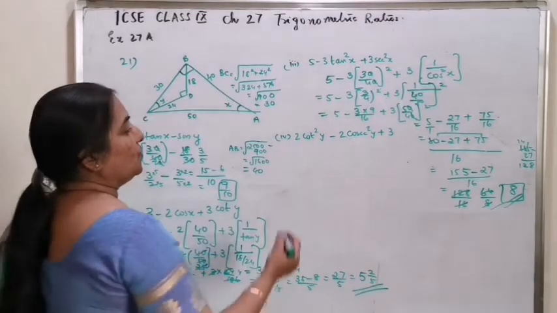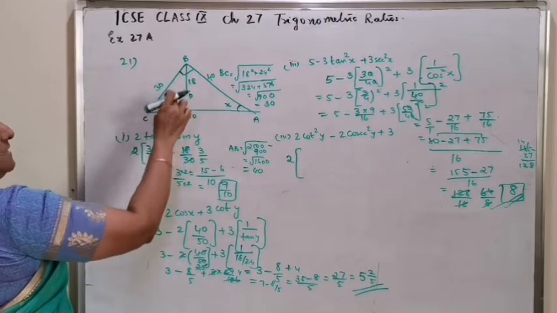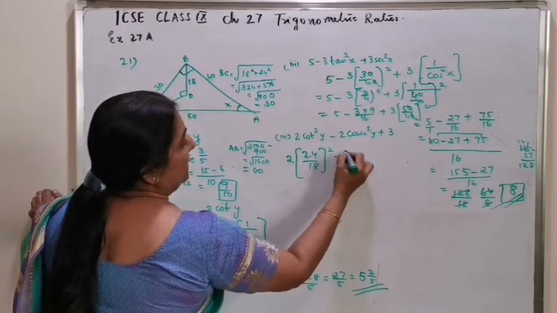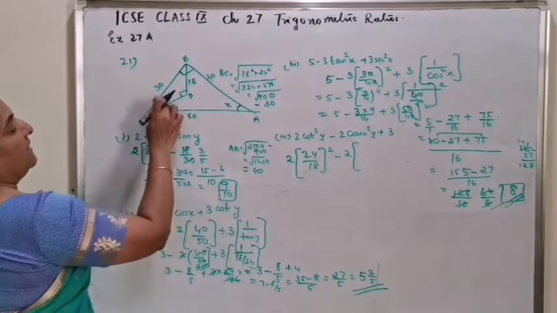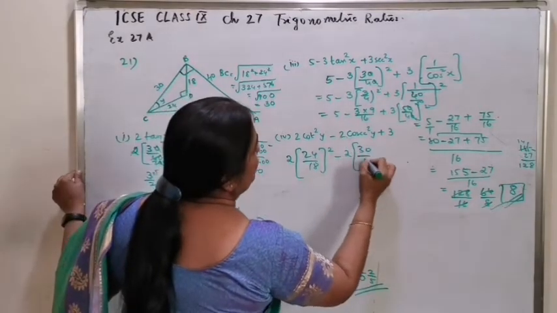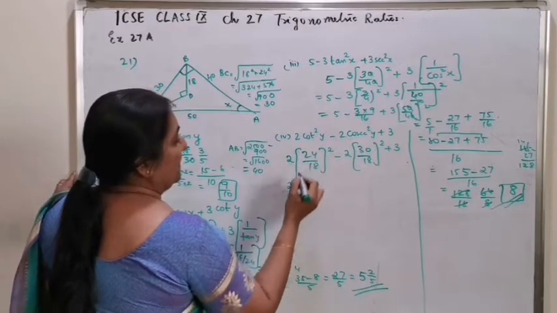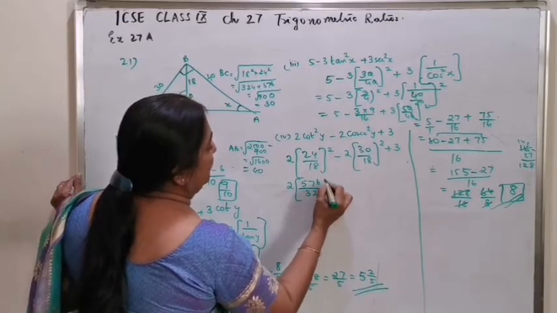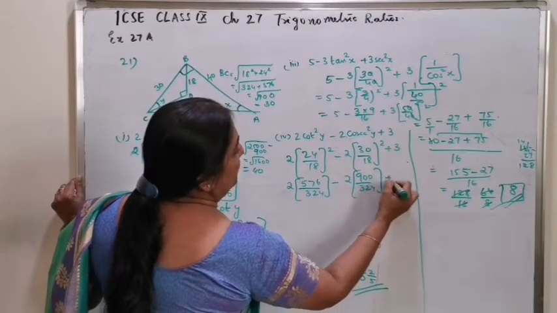The next one, 2 cot square y, 2 into tan y is 18 by 24. So cot is 24 by 18 whole square minus 2 cosec square y. Cosec square is the reciprocal of sine square. Y value, sine y is 18 by 30. So cosec is 30 by 18 the whole square plus 3. 2 into 24 square is 576 by 324 minus 2 into 900 by 324 plus 3.